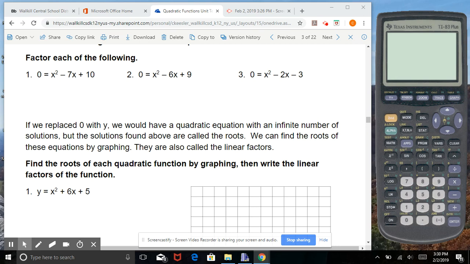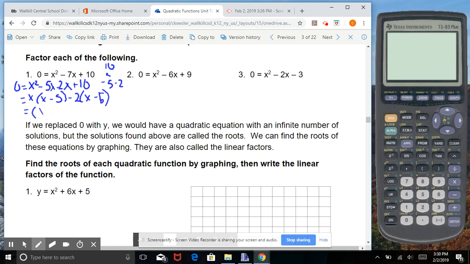So let's remember what it looks like to factor. So if we have number 1, and I was factoring this, I would remember that I need 2 factors of 10 that have a sum of -7. So that would be obviously -5 and -2. I would factor by grouping. So it would be x squared minus 5x minus 2x plus 10. And that would be x times x minus 5 minus 2 times x minus 5, which winds up being x minus 5 times x minus 2.